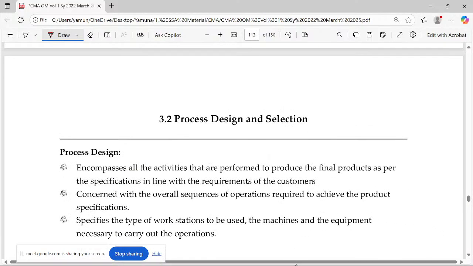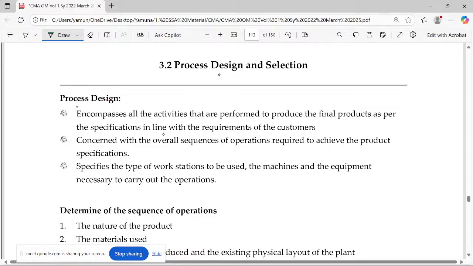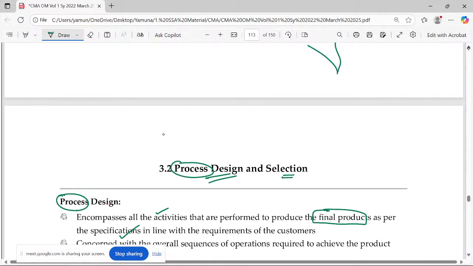Yeah, can you please go through? Process design and selection. So we are going for the next heading with respect to process design. When we talk about process, it considers all the activities that are performed to produce the final products as per the specification. So we have gone through the chart work, right? The earlier page.